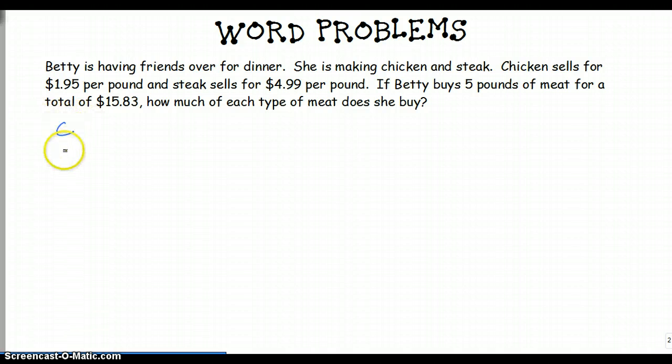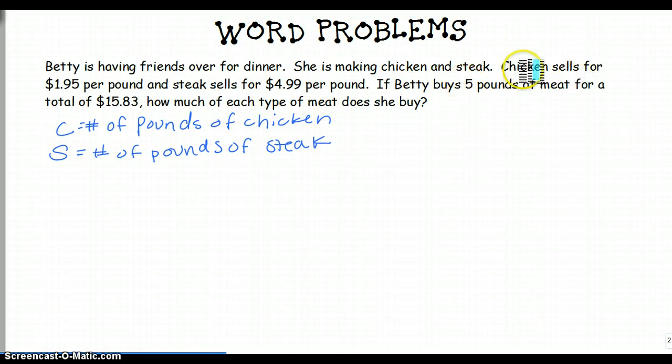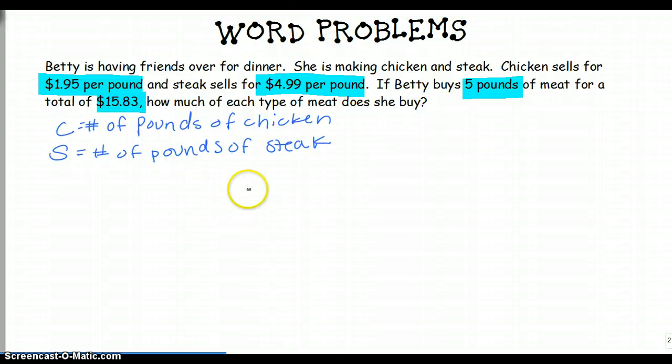So let's first again come up with our variables. So we're talking about chicken and we're talking about steak. Let's say C is the number of pounds of chicken and S is the number of pounds of steak. So again, we look for key things. We are selling for so much per pound for chicken, so much per pound for steak, 5 pounds total of $15.83. So when we set them up, we're looking for two totals.